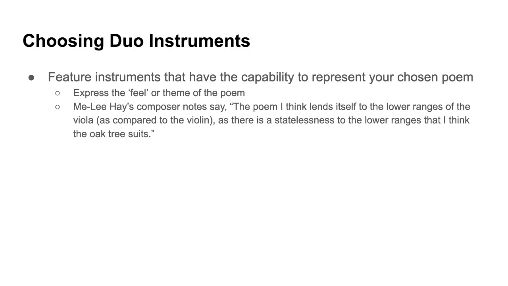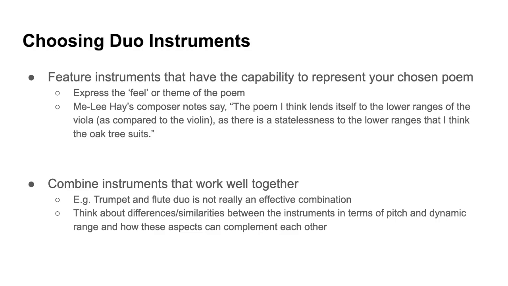And also, combine instruments that work well together. So for example, a trumpet and a flute duo is probably not the most effective combination, because think about the differences and the similarities between instruments in terms of pitch capability and also dynamic range. It's important how you can use aspects and textures of different instruments so that they can overall complement each other in composition.